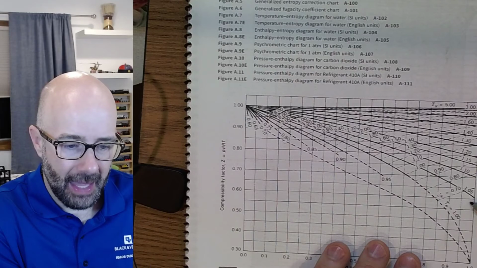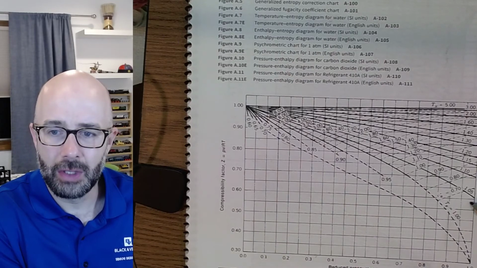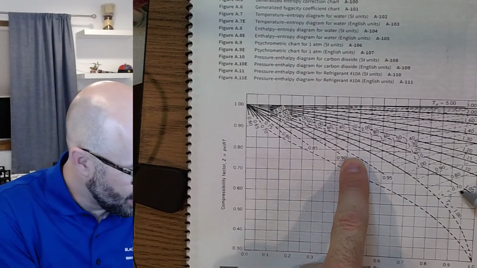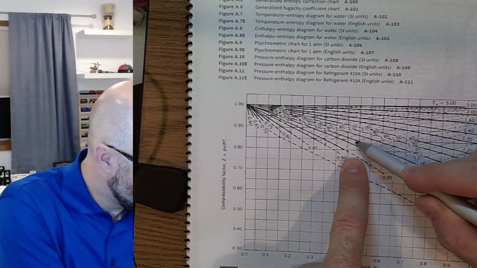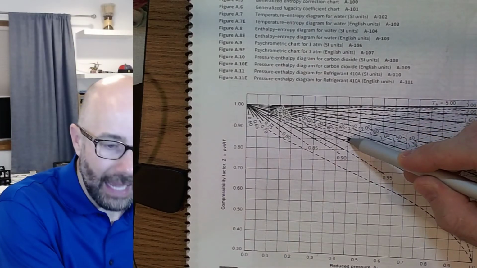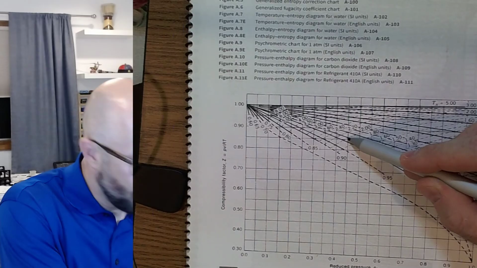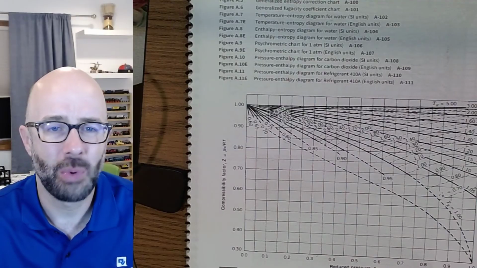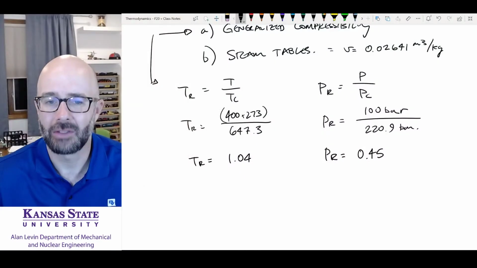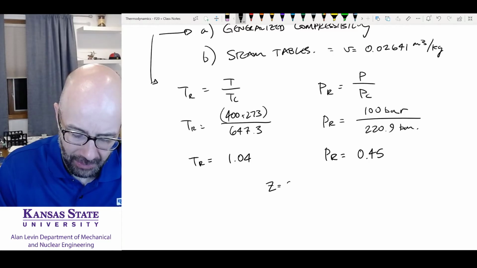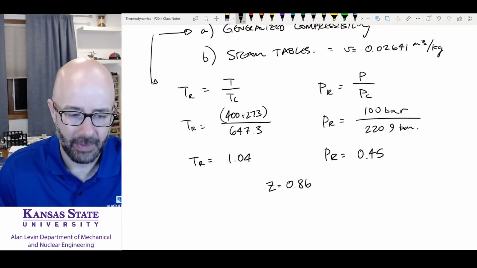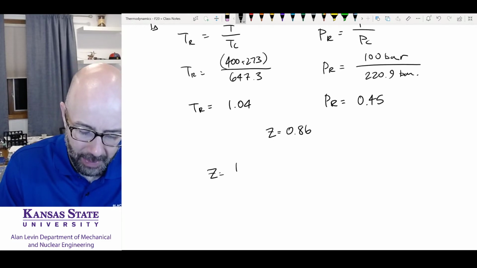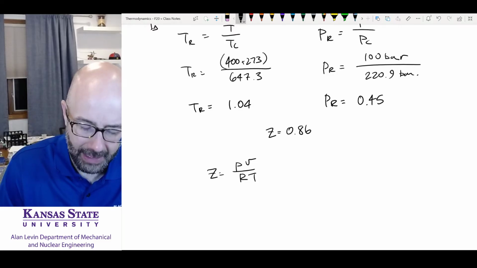Okay, and then we're going to look for a reduced pressure of 0.45, which is on this line here, and we're going to see where they intersect. I get, it's a little bit up here. I'm going to say my Z value is 0.86. If you would have done 0.85, I would probably have gone with you and said that's good. But I'm going to say my Z value is 0.86. Okay, 0.86. And so what I now know is Z is equal to PV over RT.